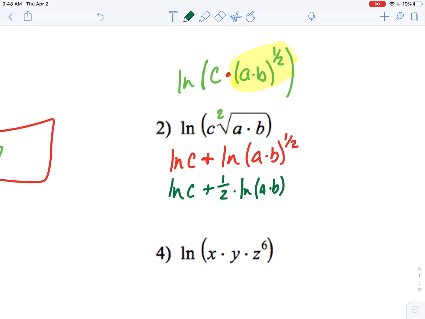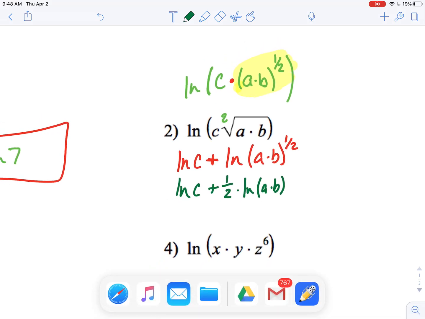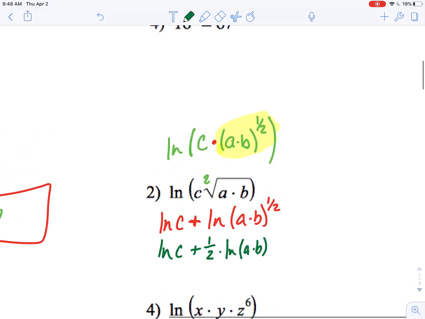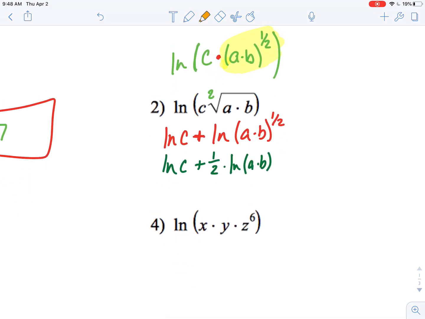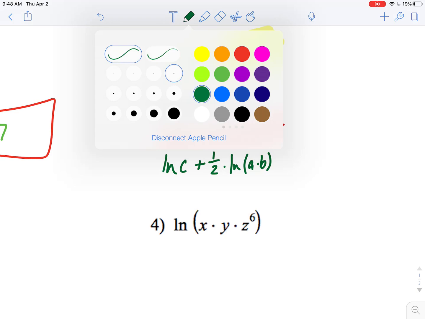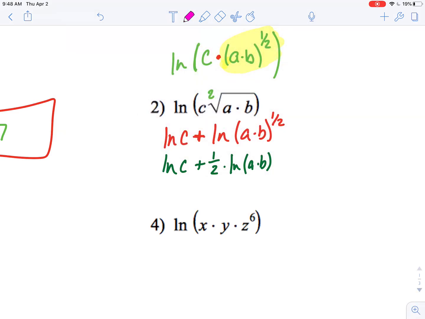So 1/2 natural log of a times b, and we can do one more step here. So what could I simplify in this part? What could I still simplify in here? Well, I've still got multiplication in my natural log.